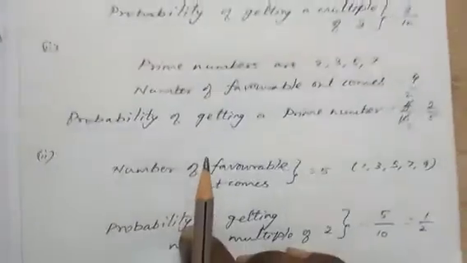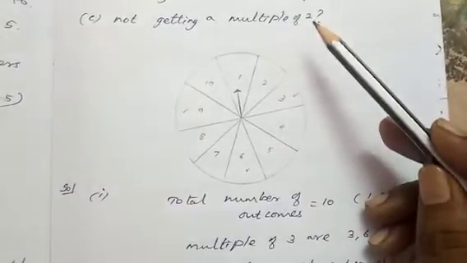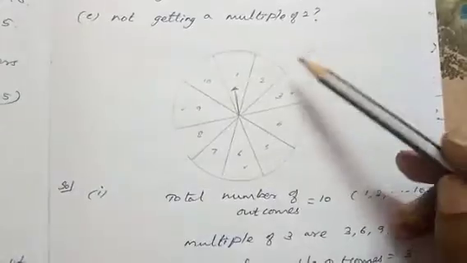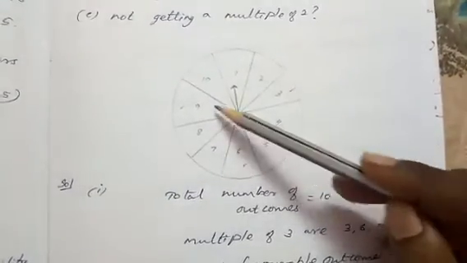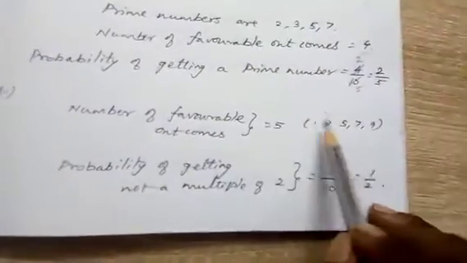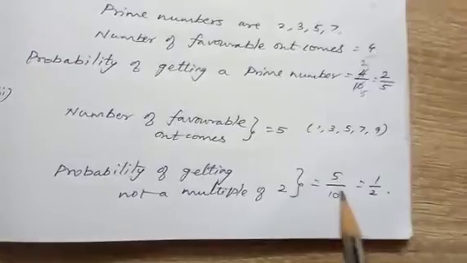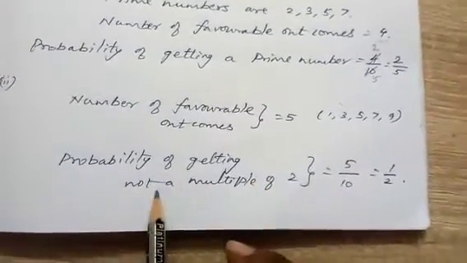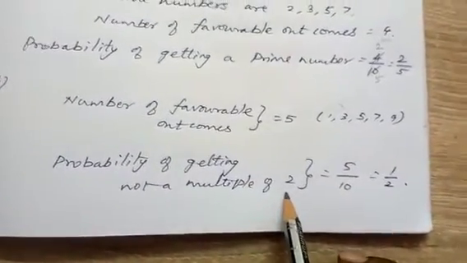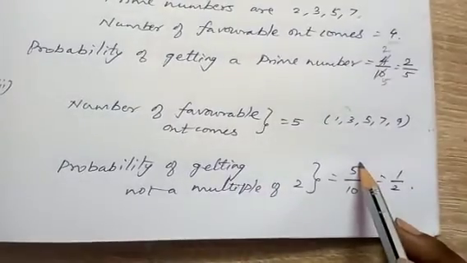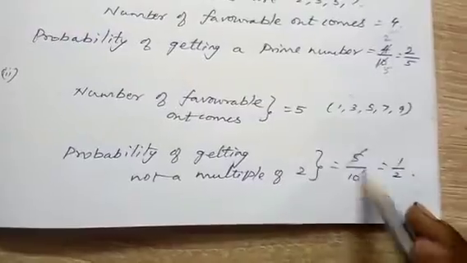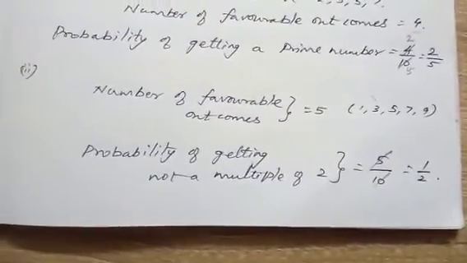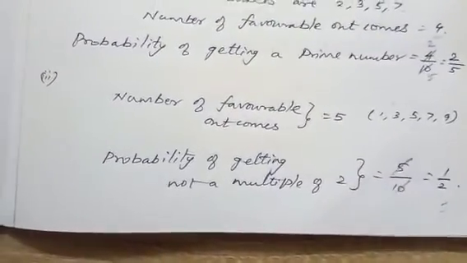So the third question is not getting a multiple of 2. So here the numbers that are not multiples of 2 are 1, 3, 5, 7 and 9. So the number of favorable outcomes is 5. So the probability of not getting a multiple of 2 is equal to the number of favorable outcomes divided by the total number of outcomes. So 5 divided by 10. 1 5 is 5, 2 5s are 10. So the answer is 1 divided by 2.